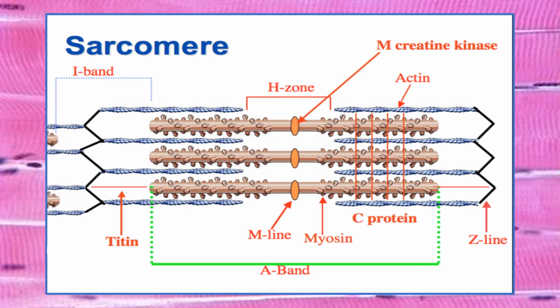Next, we have the I band, which is the section that contains actin filaments that do not overlap myosin. The I band will not consist of myosin. In the middle of each I band is a dense vertical line known as the Z line. The Z line separates the sarcomeres. Now that we have a better understanding of the layout of the sarcomere, let us look at how it works.